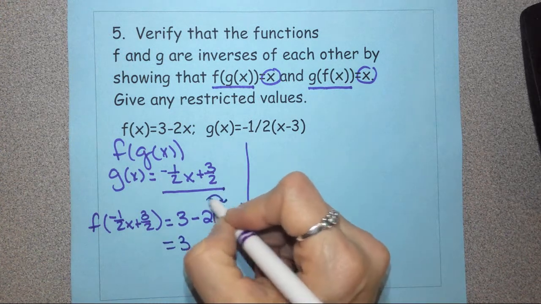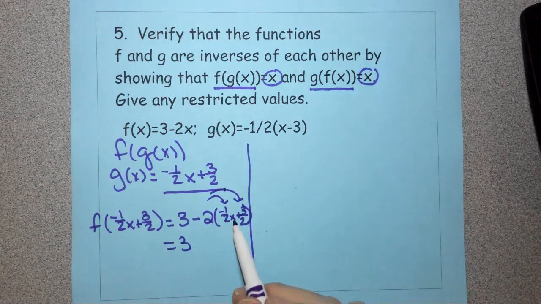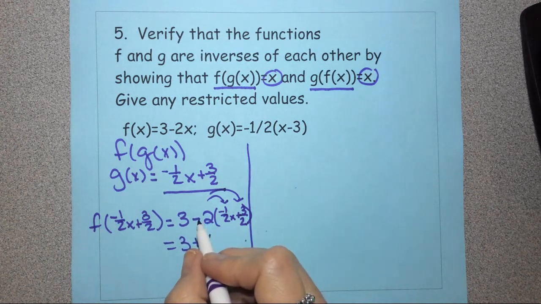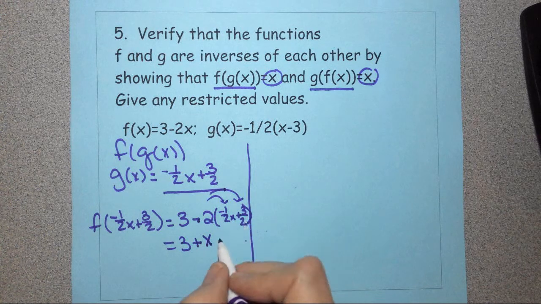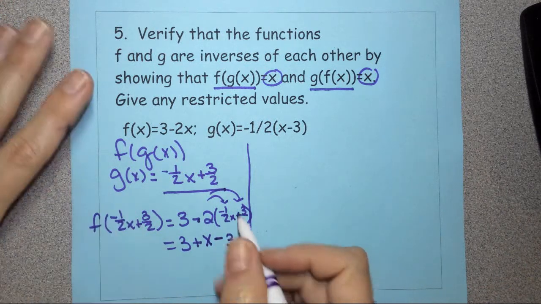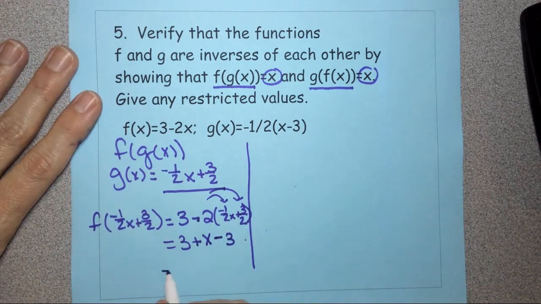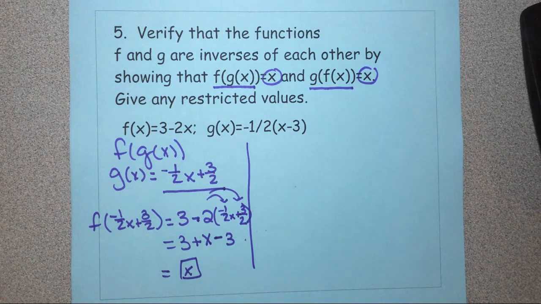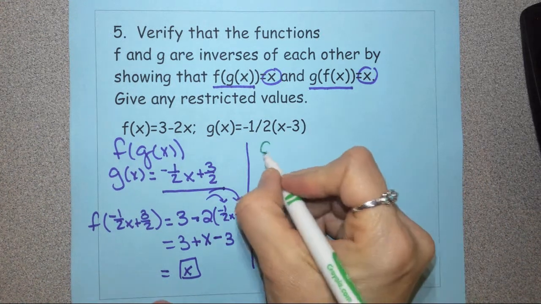So I'm going to bring down my 3. I'm going to distribute my negative 2. Negative 2 times negative 1/2 x is a positive x. Negative 2 times positive 3 over 2 is a negative 3. 3 and negative 3 will cancel, and I'm left with x. So far, it looks like they might be inverses. Now I have to go the other way. So now I'm going to do g of f of x and see what happens.